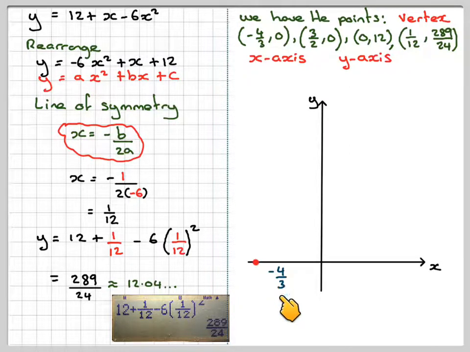We've got to mark on the point minus 4 over 3, mark on the point 3 over 2, these are the x-intercepts, and then at 0, 12, and these do not need to have any other labels on these axes, just the main points for a sketch. And then mark on the vertex, it's going to be somewhere just up here, it just roughly has to look right. So it's 1/12, 289 over 24. Now, a in the quadratic is less than 0, therefore the curve is going to be n-shaped.